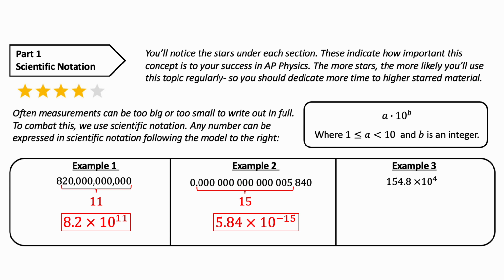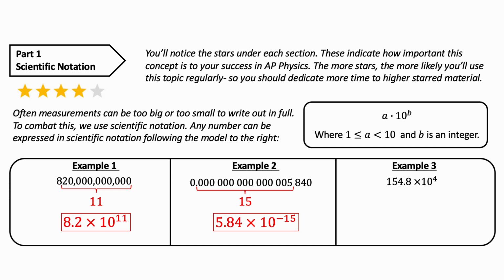In example 1, we have a big number, so we should have a positive exponent. In example 2, we have a very small number, so we should have a negative exponent. Get used to seeing these values: if we see a number in scientific notation with a positive exponent, it's big, and with a negative exponent, it's small. It's very helpful to have that related.